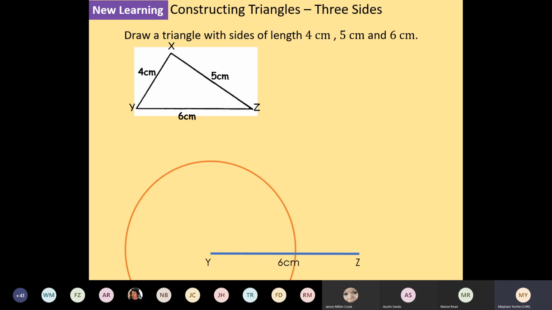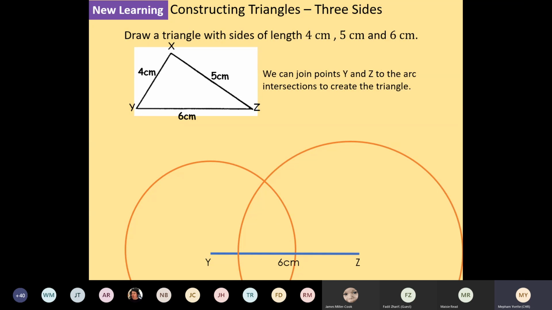Let me rephrase that. We are drawing a circle with a radius of 4 centimeters around the point Y, and this is roughly how it would look. We would then do the same on the other side, Z, but with 5 centimeters, because this is what the question is asking us to do. So we are drawing this again.